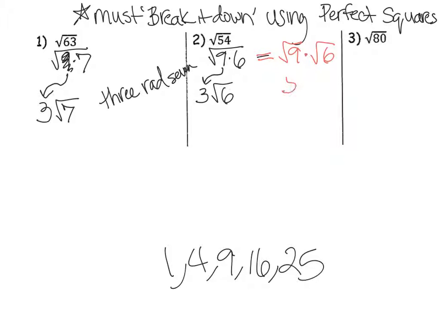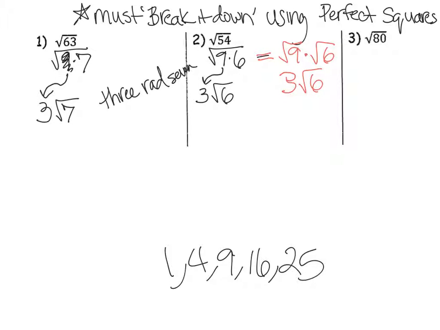3. So 3 is out. But the square root of 6, I can't do anything with that. So it stays. 3 times the square root of 6. And that's it. And we leave it. We can't multiply it. We can't do anything to it.